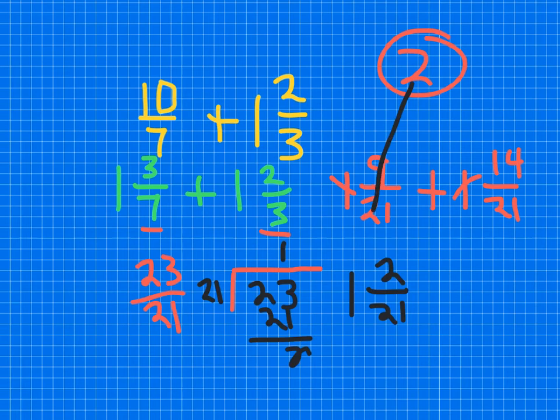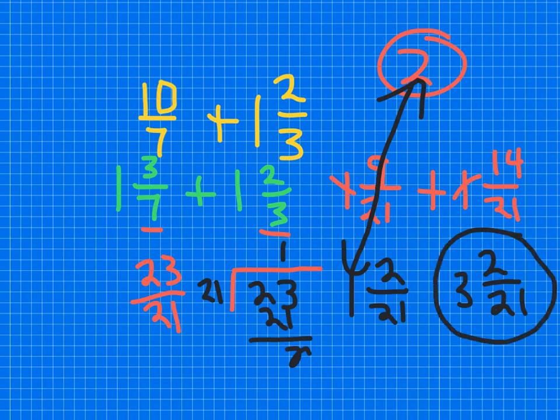Now we need to add these pieces together. So 1 plus 2 is 3. And 2 over 21. Same answer I got on the last page. It's just a matter of which way you want to handle the problem. Watch these fraction problems again as many times as it takes until you get how to do that.